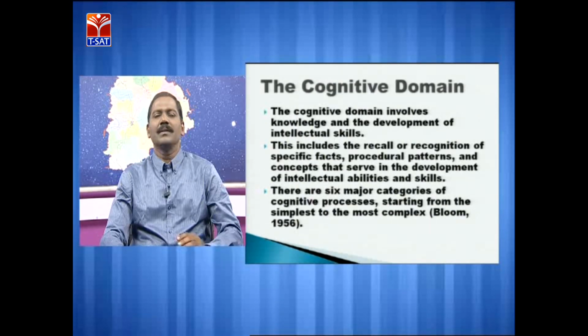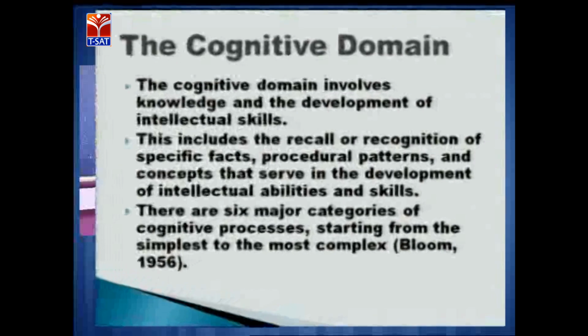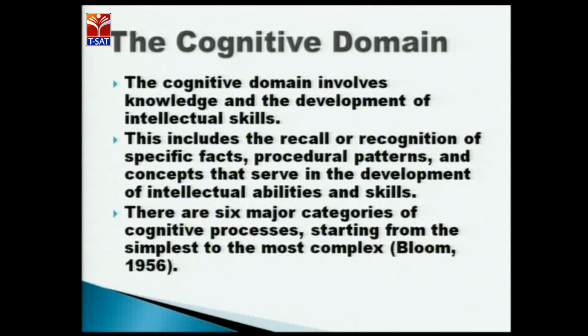So when we talk about these 3 domains, now let us look at cognitive domain and discuss it in detail. The cognitive domain involves knowledge and the development of intellectual skills. This includes the recall or recognition of specific facts, procedural patterns and concepts that serve in the development of intellectual abilities and skills. There are 6 categories of cognitive processes, starting from the simplest to the most complex.